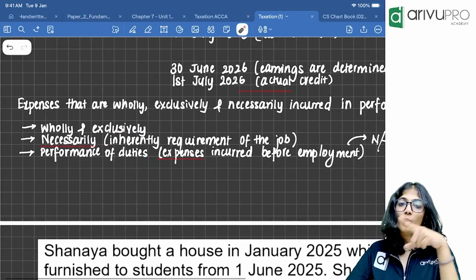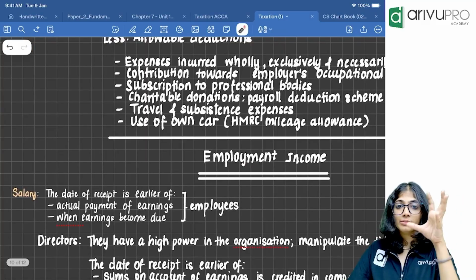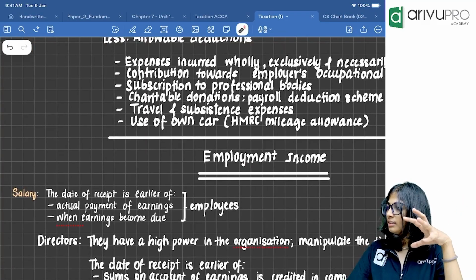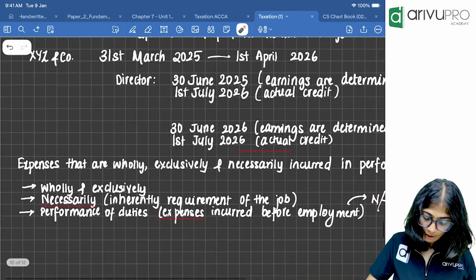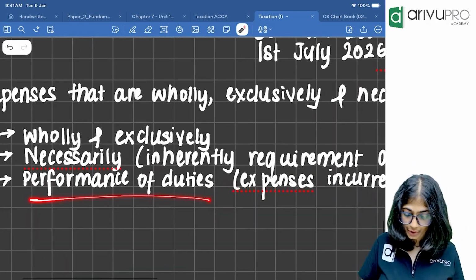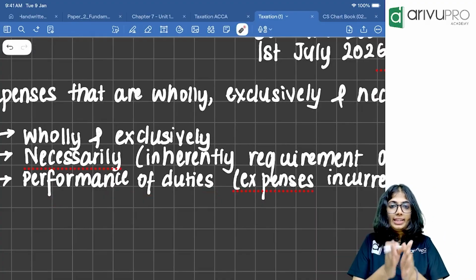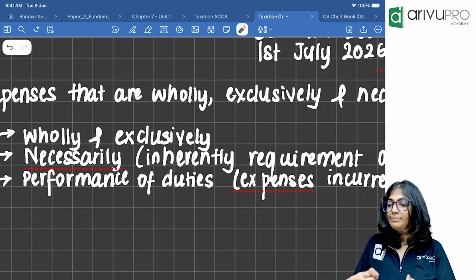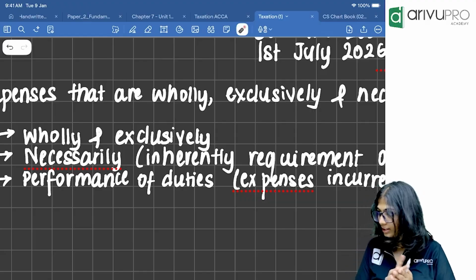Okay, the only thing you have to remember is, you're going to be like, ma'am, but you said subscription fees is deductible. Here I'm basically making it clear what in the performance of duties means. That is, you got the affiliation before you got the job. Any expenses that you incurred before performance of duties is not an allowable deduction.